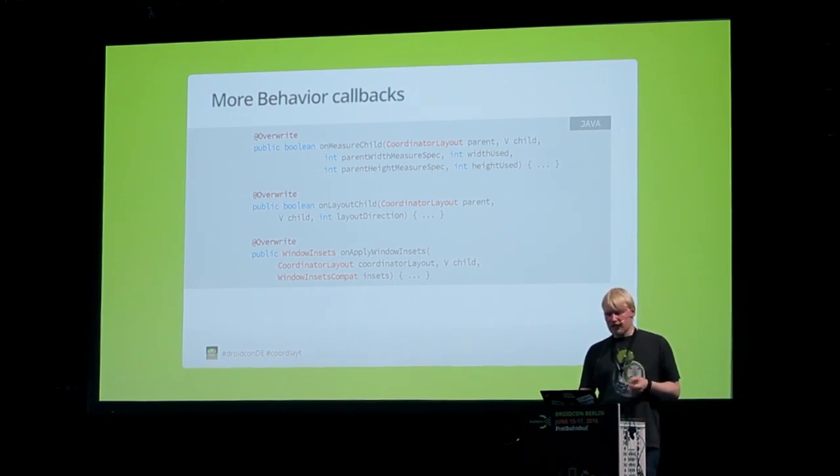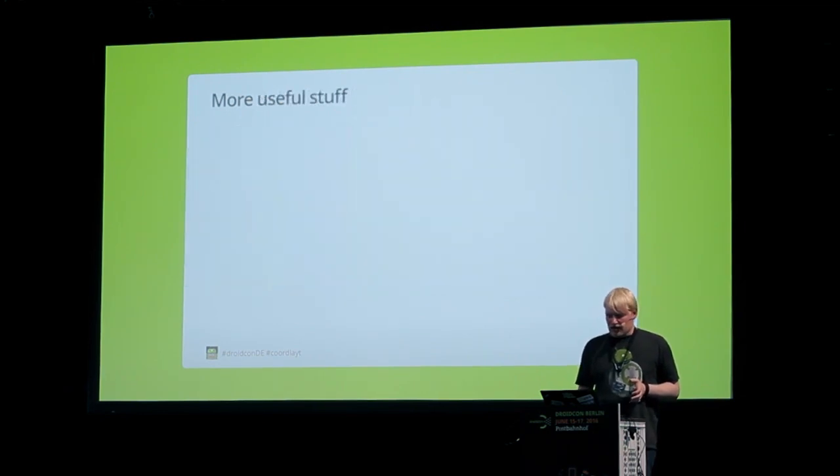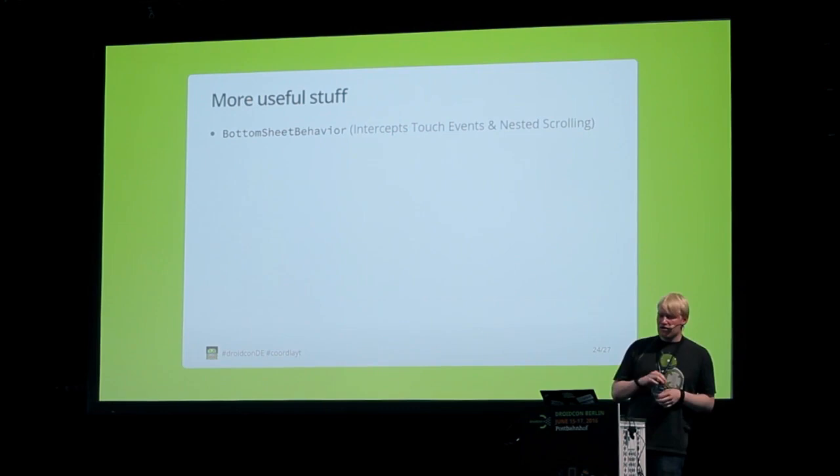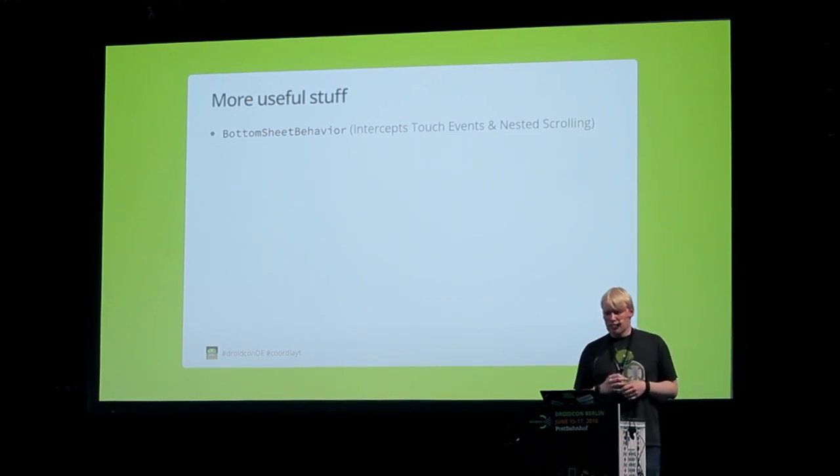Other useful behaviors that are inside the design library is, for example, the bottom sheet behavior. This is a behavior that intercepts touch events and nested scrolling and makes every view where it is applied to behave like a bottom sheet inside the coordinator layout. And this one is also actually quite complex.